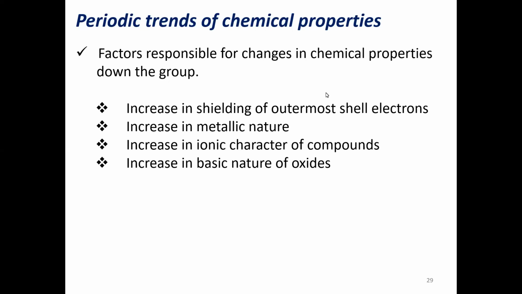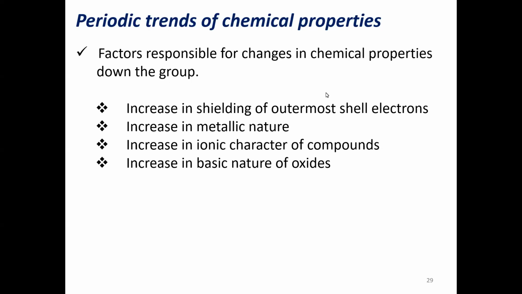And also increase in metallic nature. Of course, down the group, metallic nature increases. As metallic nature increases, this will also affect the kind of compounds that is formed. We said down the group, there's increase in ionic character of the compounds. If you take, for example, group 1, group 2, they are all metals. So metallic character will actually increase down the group.